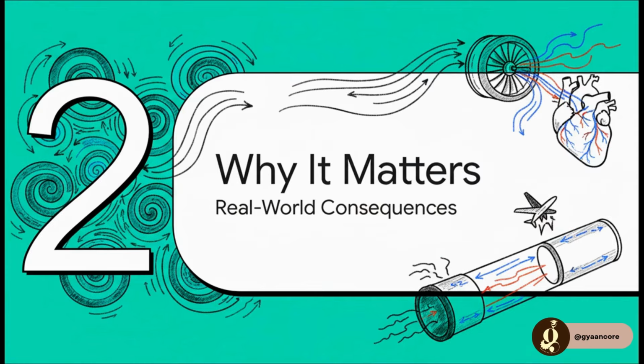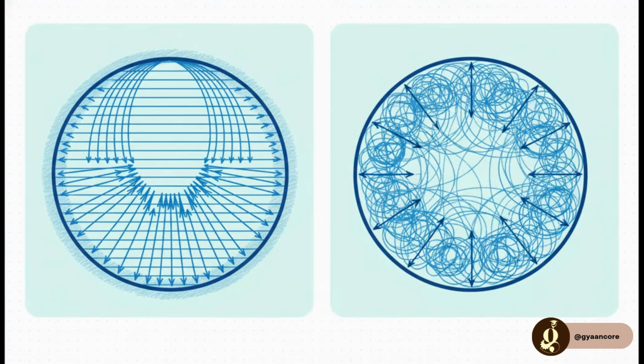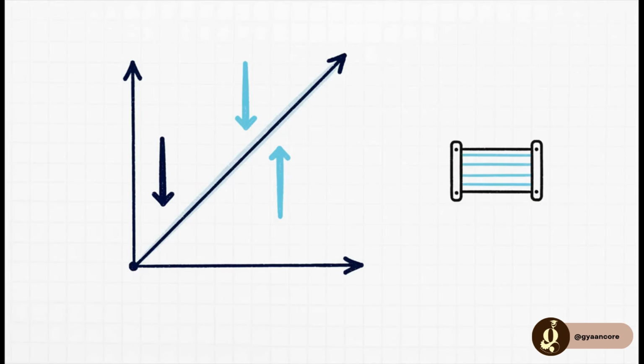Okay, this is all fascinating theory, but why should you care? What does this actually mean in the real world? Well, let's look at the practical and sometimes life or death consequences of this difference. Just picture water flowing through a regular pipe. If the flow is laminar, the velocity profile is this clean parabola shape. It's fastest right in the center and basically stops at the walls. But in turbulent flow? Nope. Those chaotic eddies mix everything up, and you get a much flatter, more uniform speed pretty much all the way across the pipe.